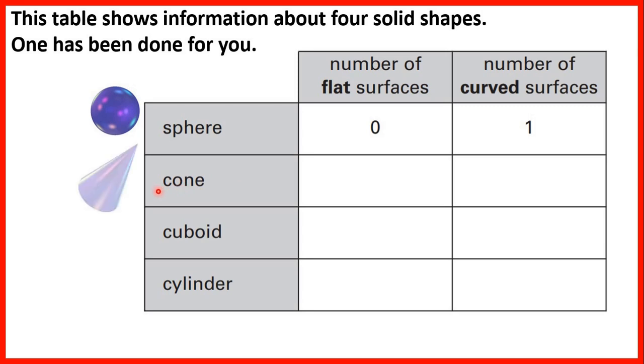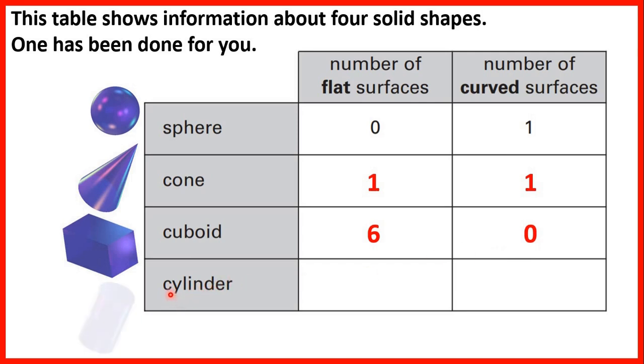Then, if we think of a cone, we have one flat surface because we have a flat circle on the bottom, and we have one curved surface because this surface here folds all the way around. Now, if we think of a cuboid, we have 6 flat surfaces because we have rectangles or squares as our surfaces, and we don't have any curved surfaces.